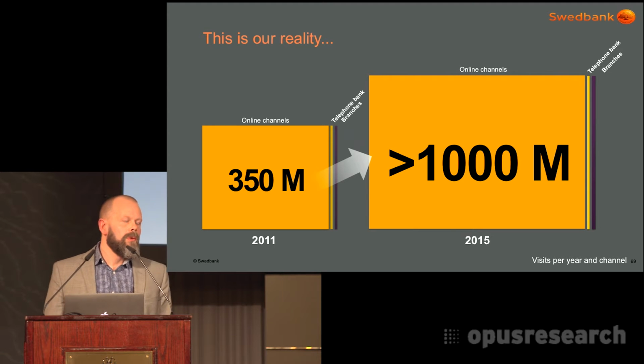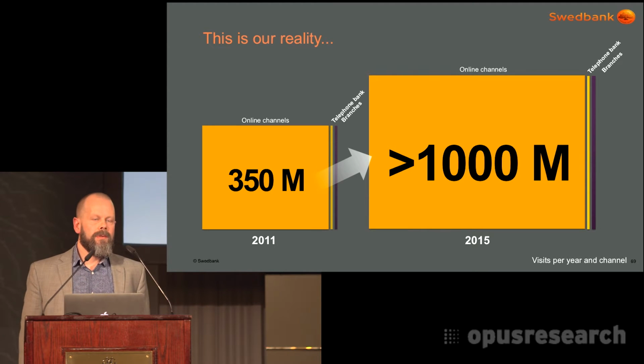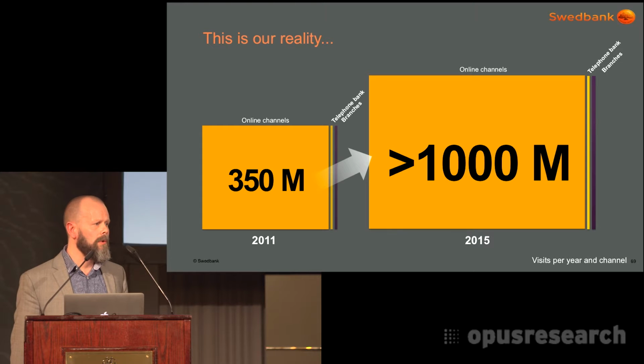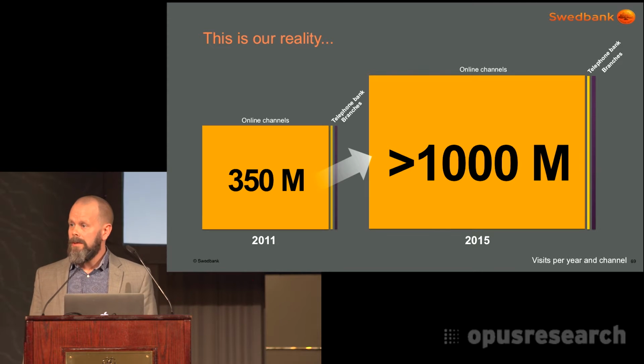Again then, just showing what's happening in our business. These numbers show the increase in digital visits that we've had from 2011 to 2015. We had 350 million in 2011, and now we're up to over 1 billion digital visits in our online channels. You can also see on this slide that the telephone bank and the branch offices remain quite stable. There's not that much difference.